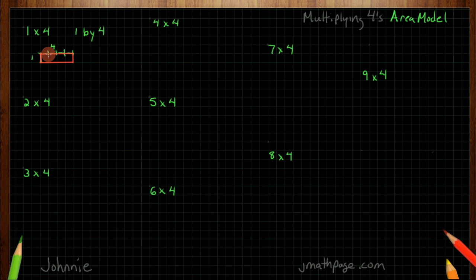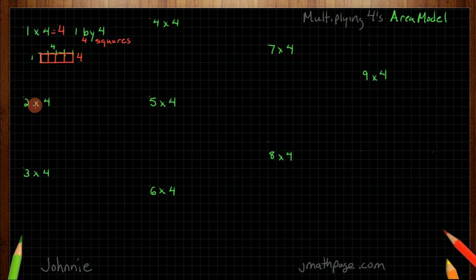So let's count the squares. First, let's mark them off. Okay. 1, 2, 3, 4. We have 4 squares inside. So the area of a 1 by 4 rectangle is 4 squares. This helps us think about the multiplication too. 1 times 4 equals 4. Alright, that worked out well for 1 by 4.